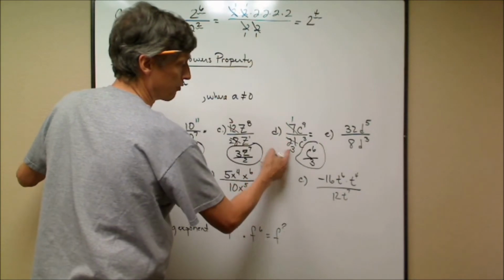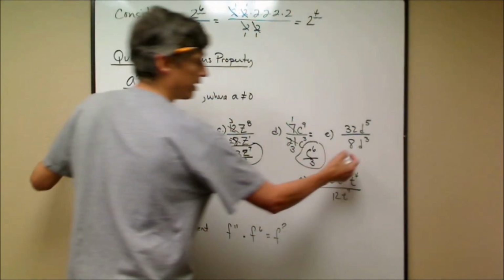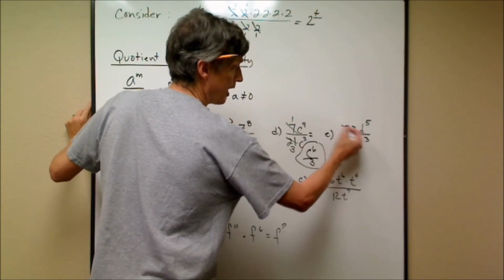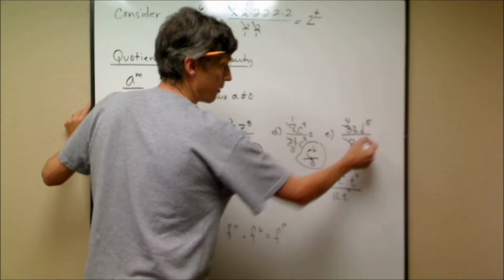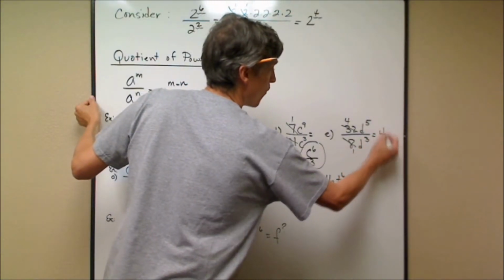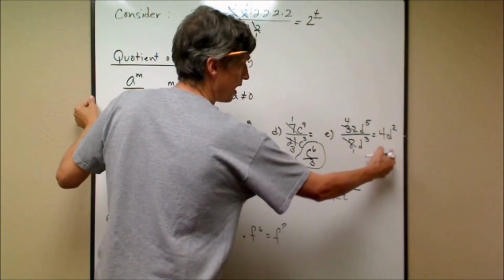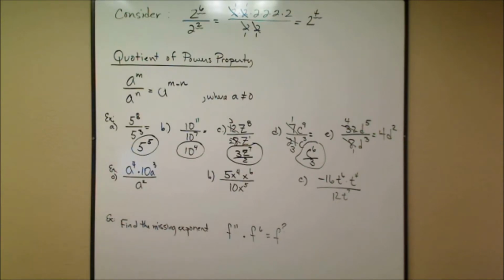Check the parts out. The 3 is in the denominator, and 9 minus 3, the c to the 6 is in the numerator. Here, 8 goes in 8 once, 8 goes in the 32 4 times. I have 5 factors of d on top, 3 on the bottom. 5 minus 3 gives me 2, so this is equal to 4d to the 2nd.